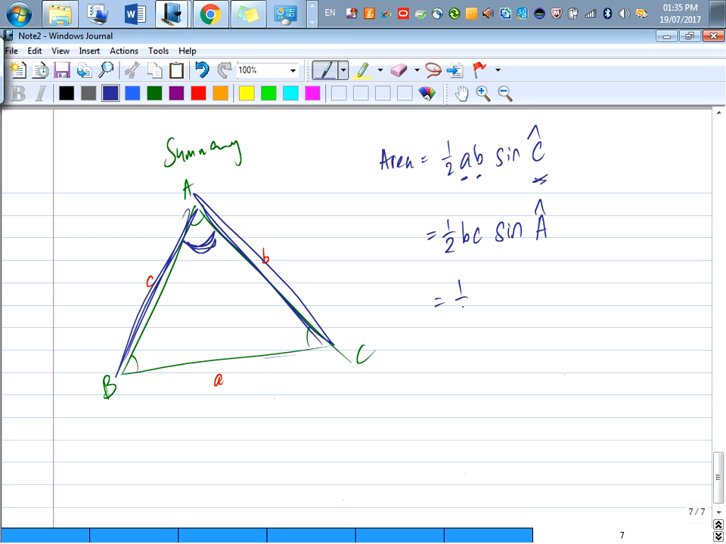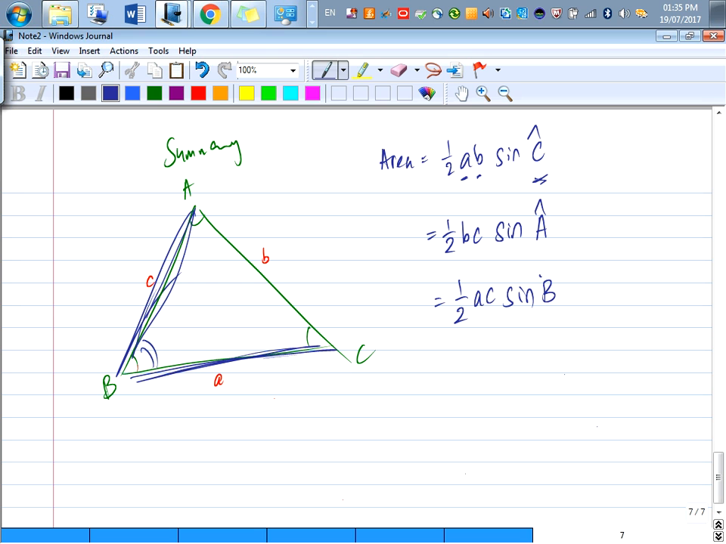Now the last one. What is the last option that we have? a, c, sine. So I'm going to find out. a is here, c is here, then in between them, the included angle is B. So what is the angle in between them called? What's the name for the angle in between? Included. Yes, thank you. Okay, so that's area.